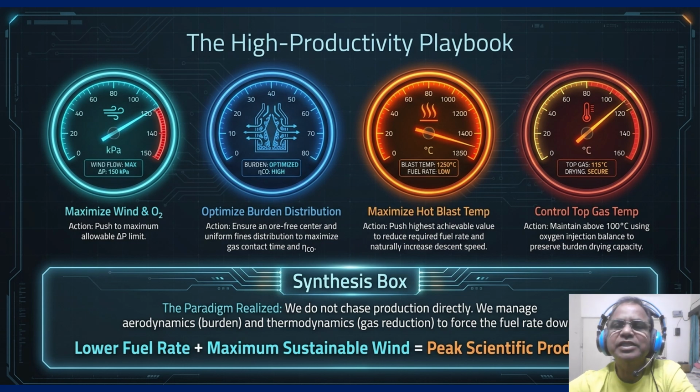The synthesis box at the bottom says it all. We do not chase production directly. Instead, we manage the aerodynamics of the burden and the thermodynamics of gas reduction to force the fuel rate down. When you achieve a lower fuel rate combined with the maximum sustainable wind, you reach peak scientific productivity.